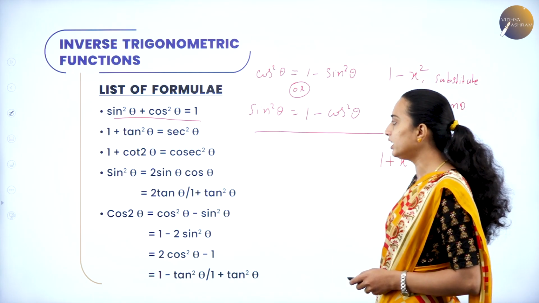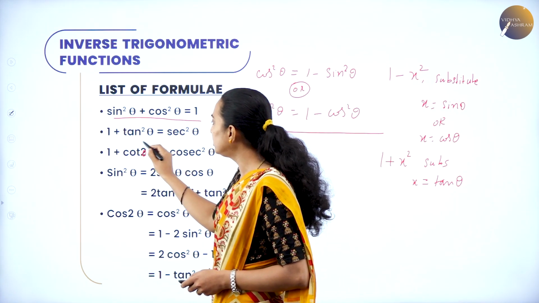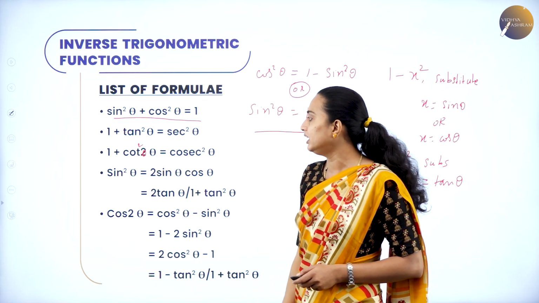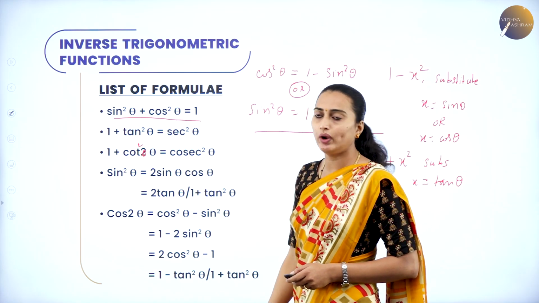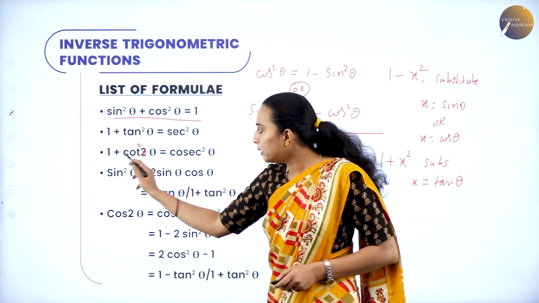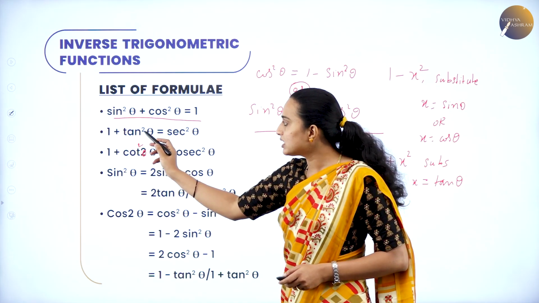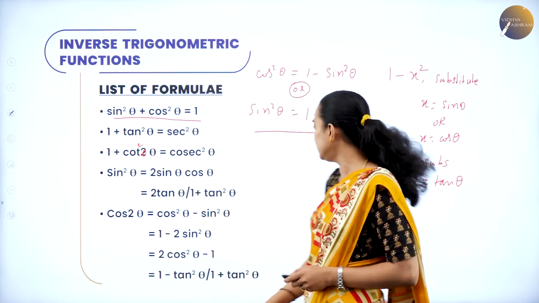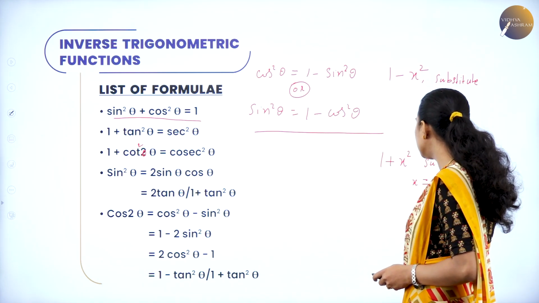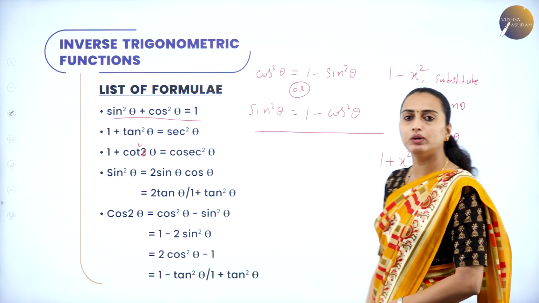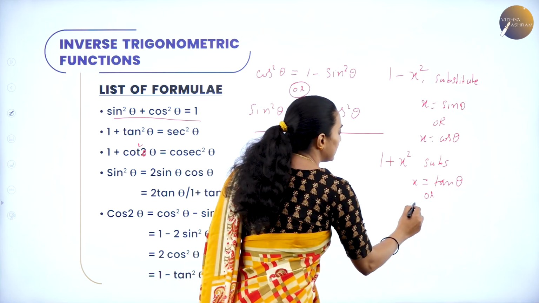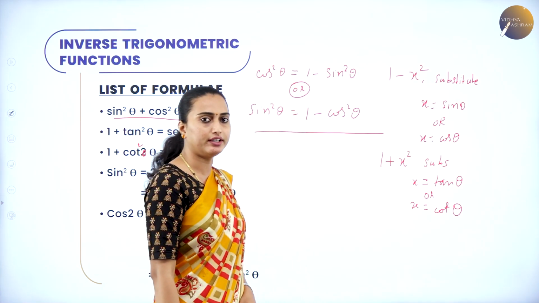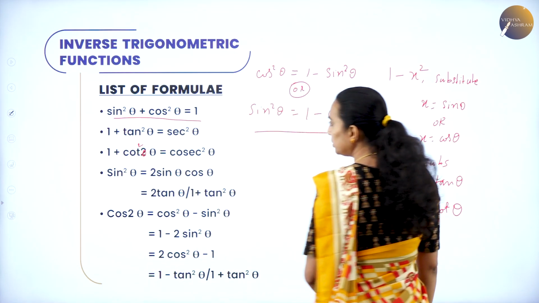Similarly, you can observe, dear students, here this is not cot 2 theta, it is cot squared theta. If you have 1 plus cot squared theta, it is equal to cosecant squared theta. So therefore, you can substitute either tan theta or cot theta, isn't it? So if it is in the form of 1 plus x squared, substitute x is equal to tan theta or substitute x is equal to cot theta. This is very important.